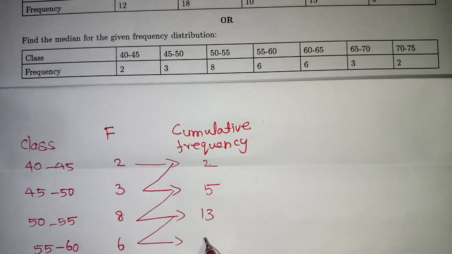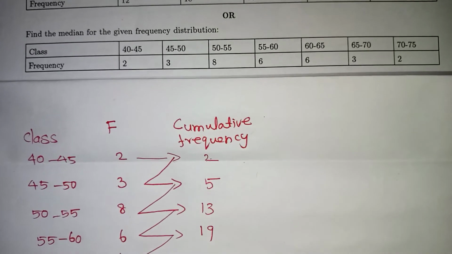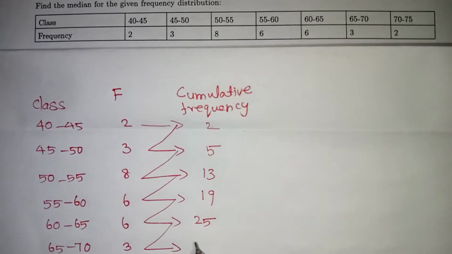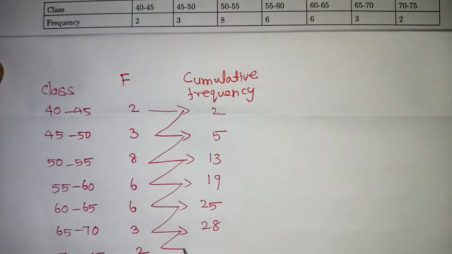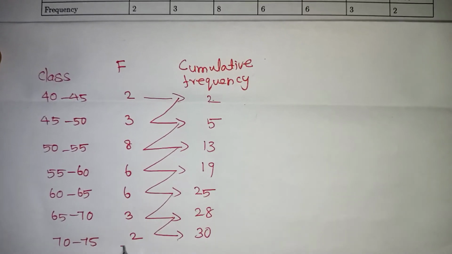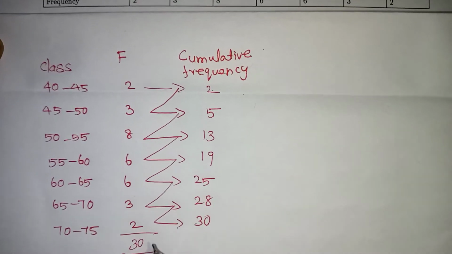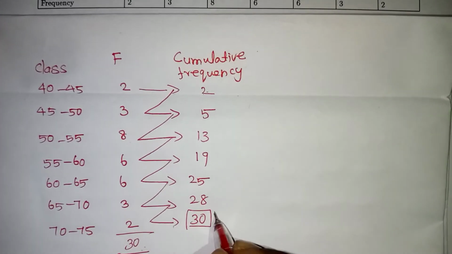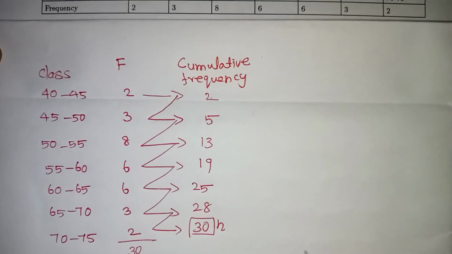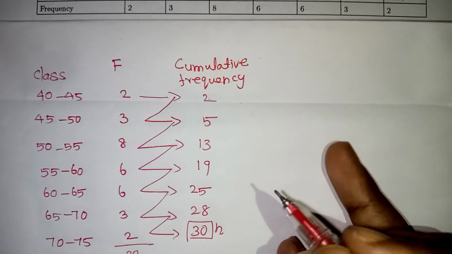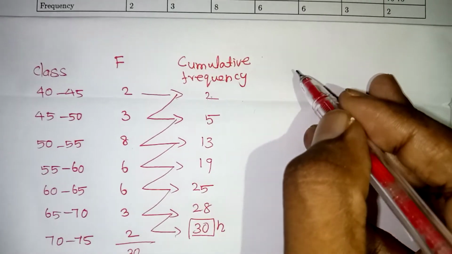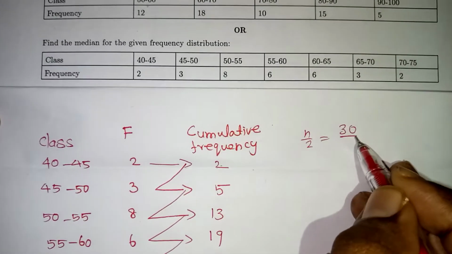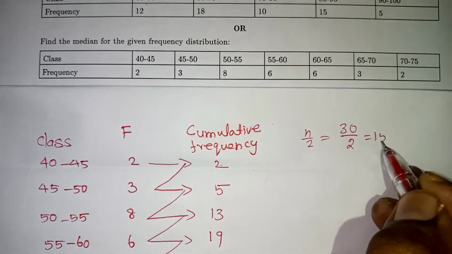13 plus 6 will be 19. 19 plus 6 will be 25. 25 plus 3, 28. 28 plus 2 will be 30. If you are adding all this, definitely 30 will come. This total and the last box should be the same thing. That should be considered as n. The next step of finding median is we need to identify what is n by 2. So n by 2 is equal to, we got 30 totally. 30 by 2 is 15. So n by 2 is 15.